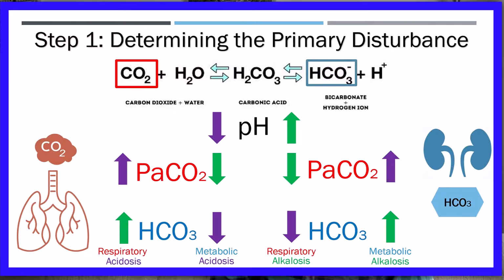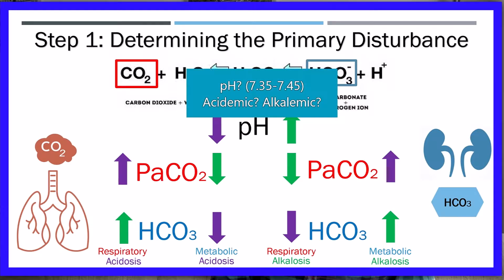The key to successfully interpreting ABGs and honing this skill is to have a systematic approach and use it consistently. I begin with determining the primary disturbance. What is the pH? Are they acidemic, alkalemic? If it's within normal range, does it weigh more towards 7.35 or 7.45?